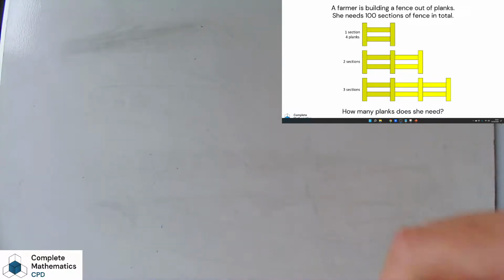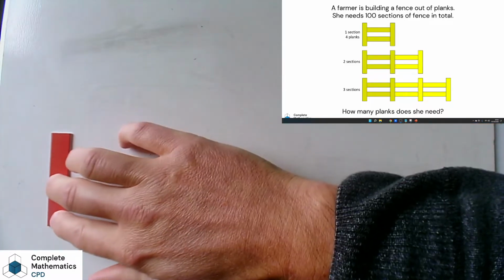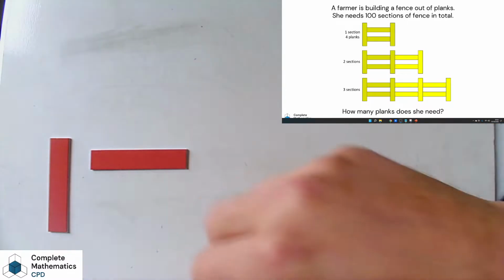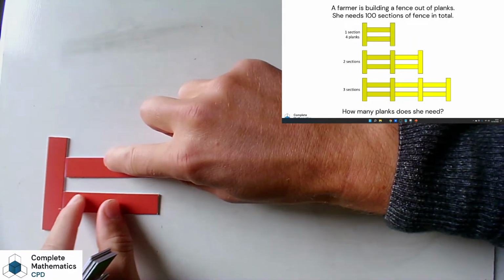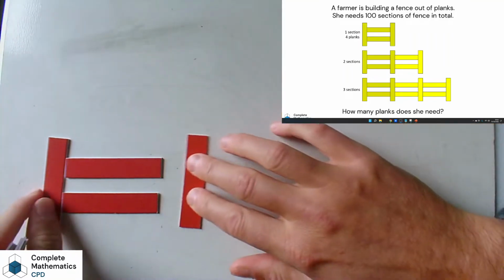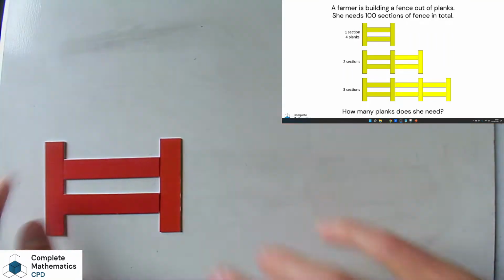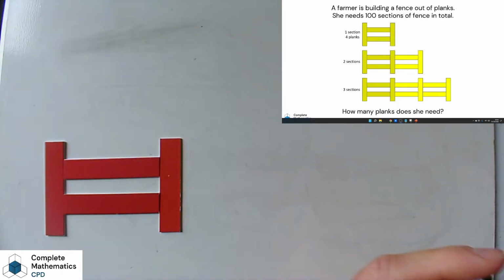Now, the algebra tiles have a little bit of an advantage here because they're double-sided, and you'll see what I mean by that. They built the first section of fence, and they all agreed that, yes, to make the first section you need four planks of wood. And then you ask the question, how many for the second section? And a lot of them, without thinking, might say 8 here.